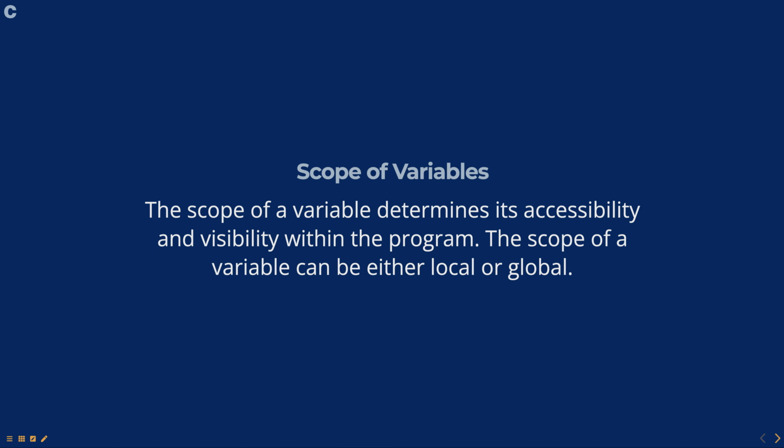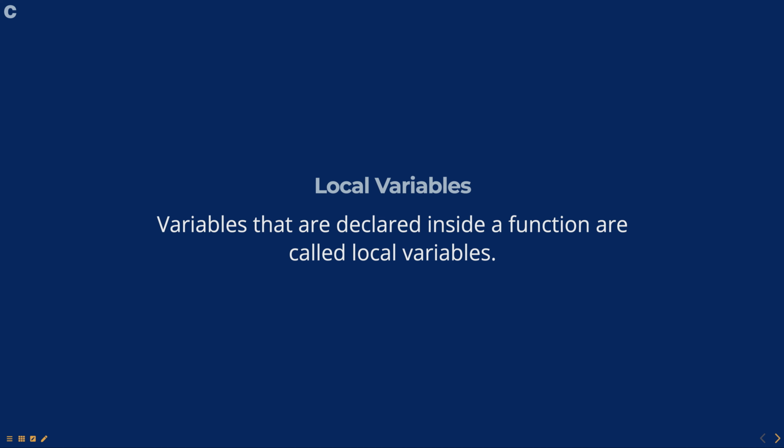In C programming, the scope of a variable determines its accessibility and visibility within the program. The scope of a variable can be either local or global.